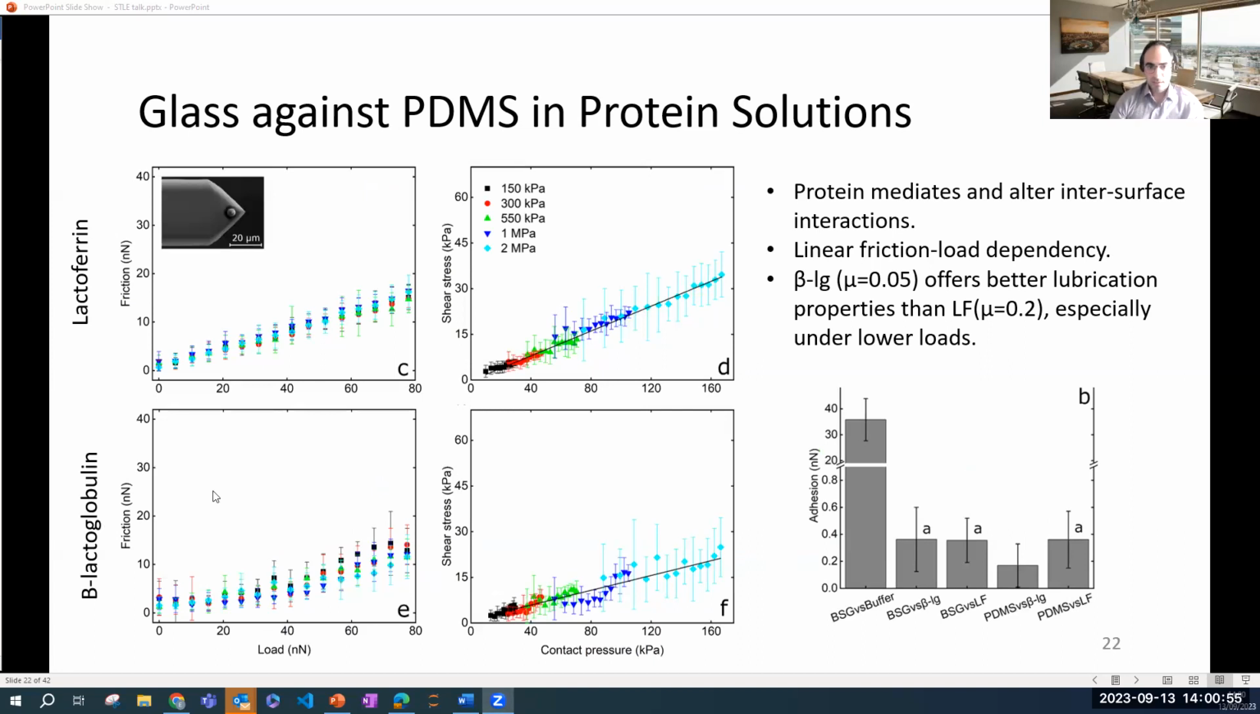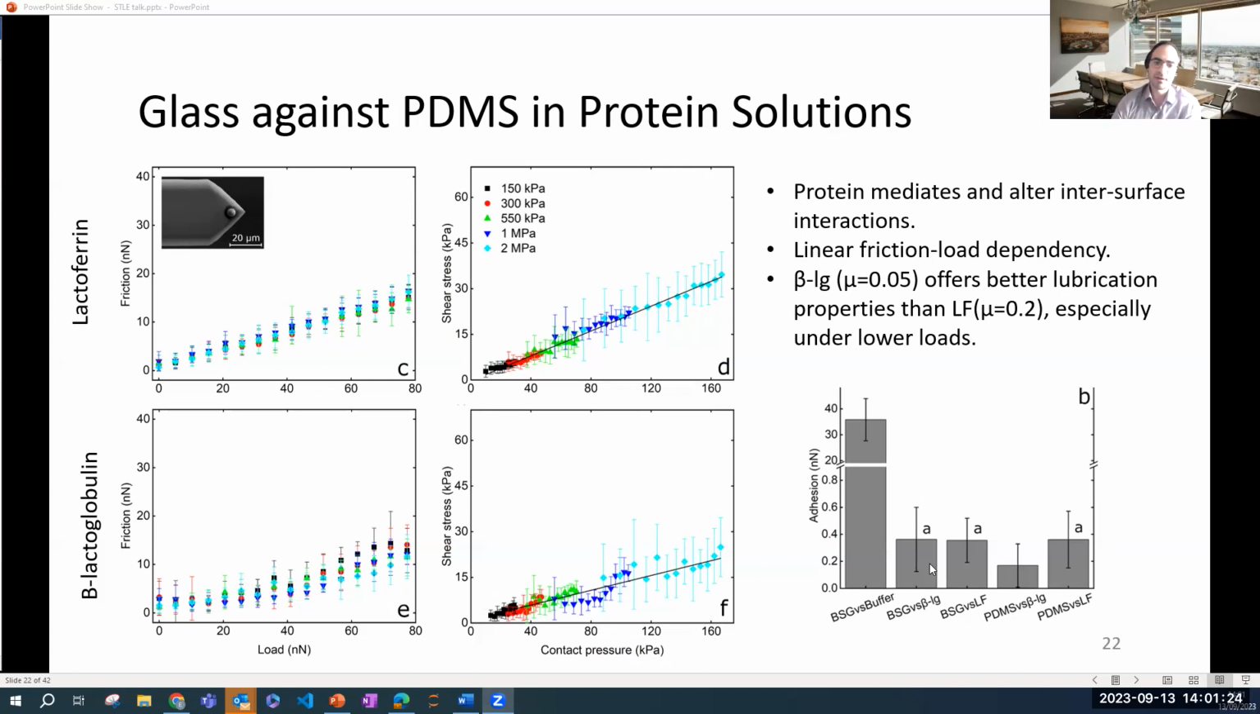So what we did is, again, we used glass on PDMS, but in this case, to simulate what happens in biological systems, we put protein solutions there. We used negatively charged beta-lactoglobulin and also positively charged lactoferrin. The proteins, as you would expect, screen the interactions between the probe and the surface in both cases, reducing the adhesion about 100 times, as can be seen down here, compared to buffer.